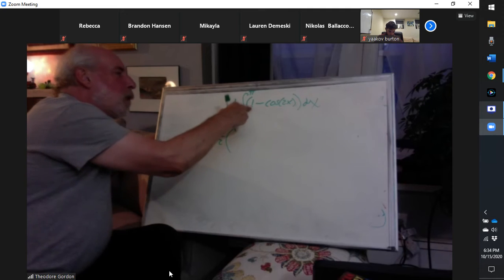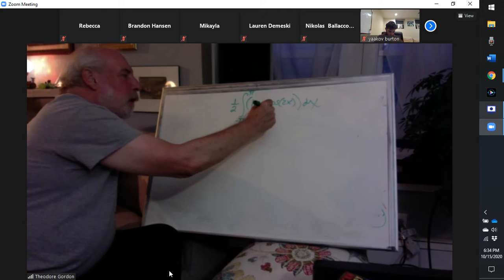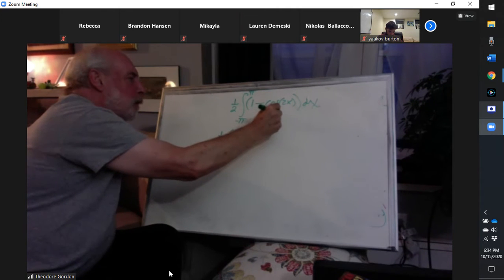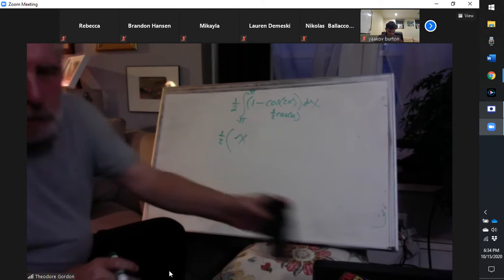The integral of 1 with respect to x is x. And this is a little u sub. This becomes 1/2 cosine of u. So that'll come up a lot in these things.